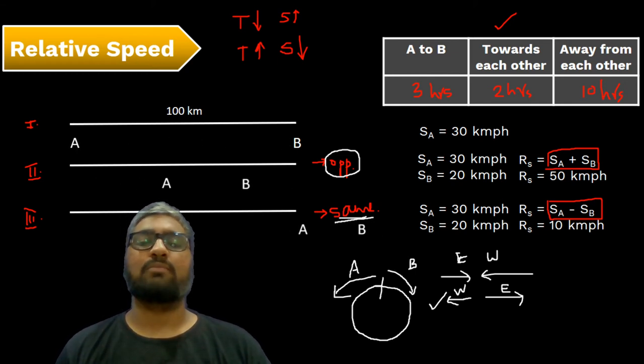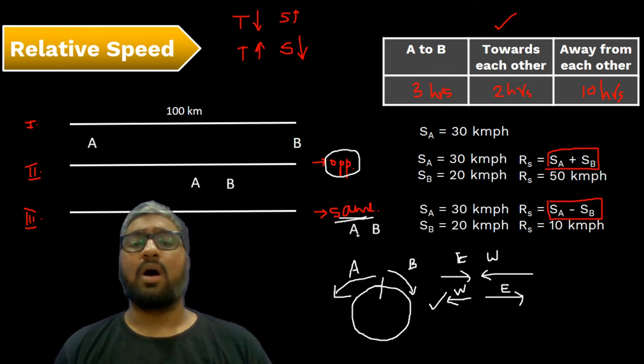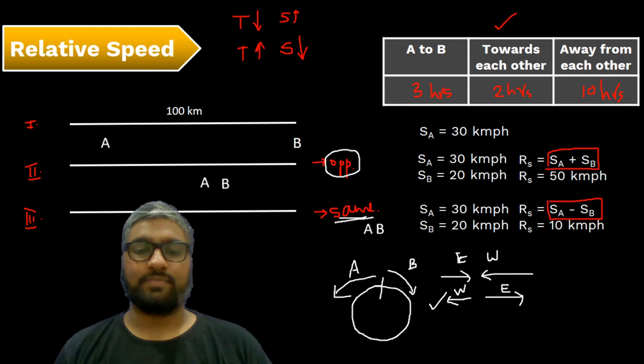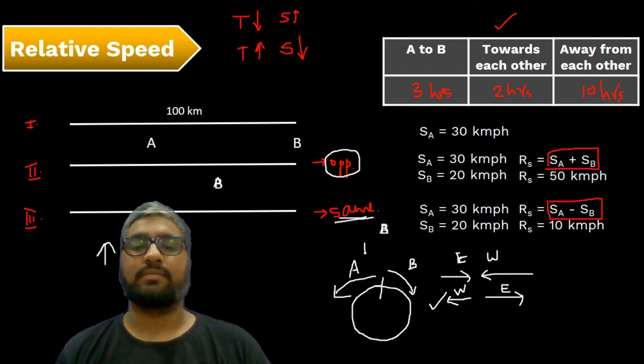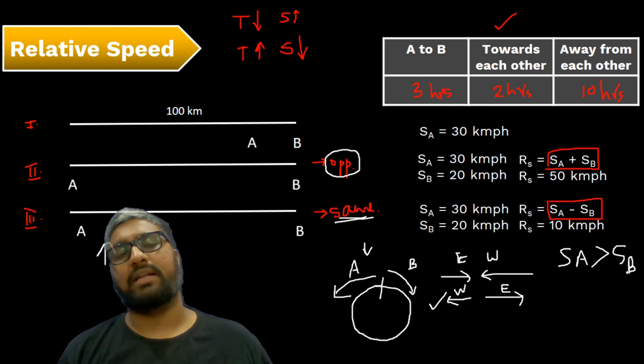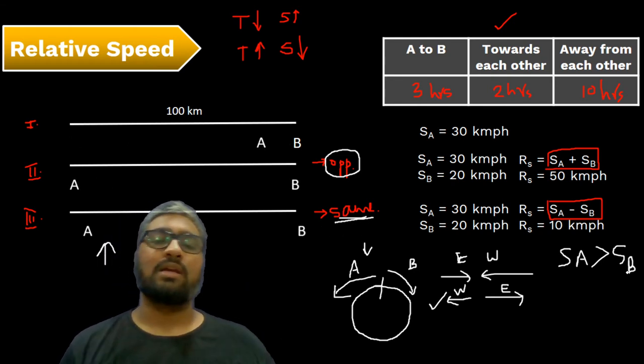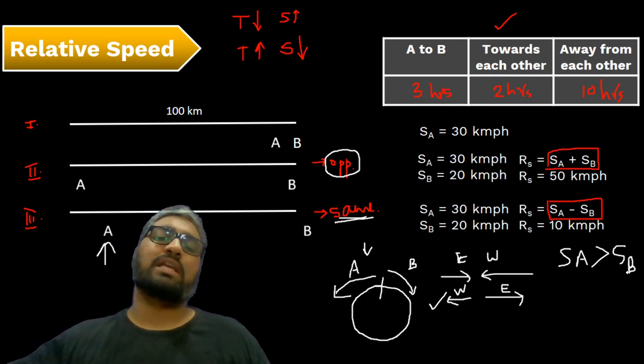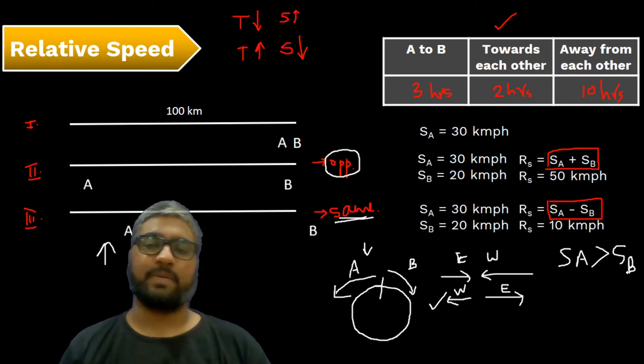And the second thing to keep in mind is that whenever they are moving in the same direction, or whenever one guy is trying to chase the other guy, always remember the chaser, that is A, speed will be greater than B's speed. Speed of A will always be greater than speed of B. Only then would A be able to chase B. Otherwise B would keep running faster, A would keep trying to chase, but this would never happen.